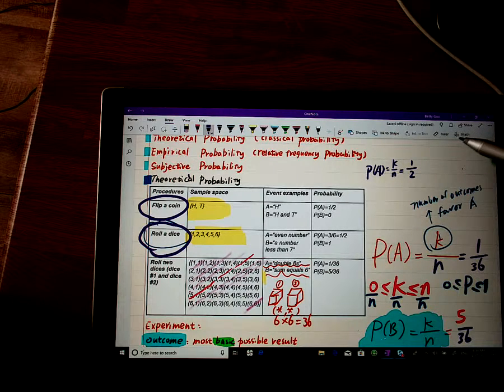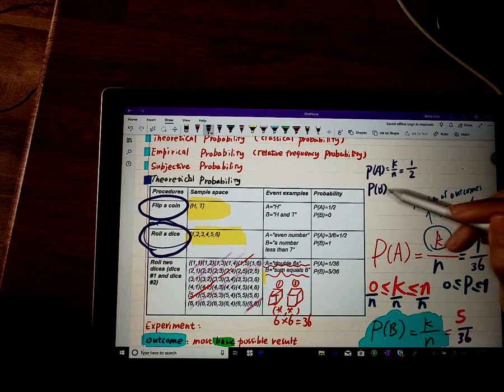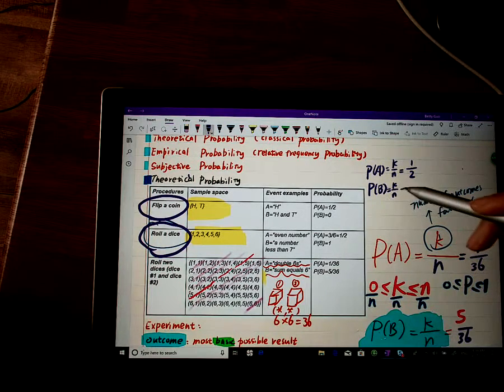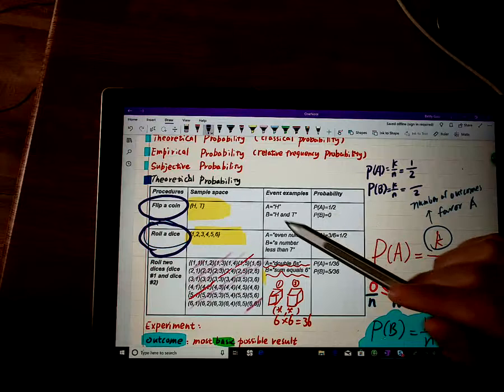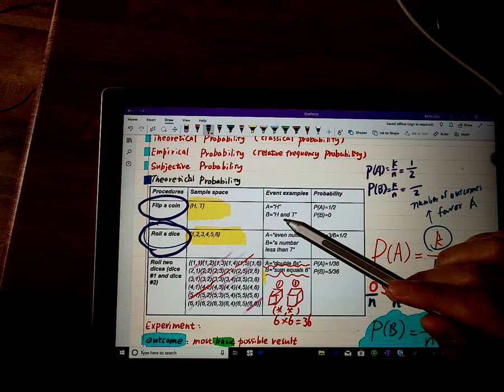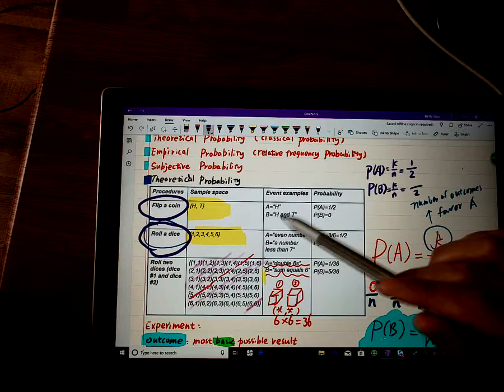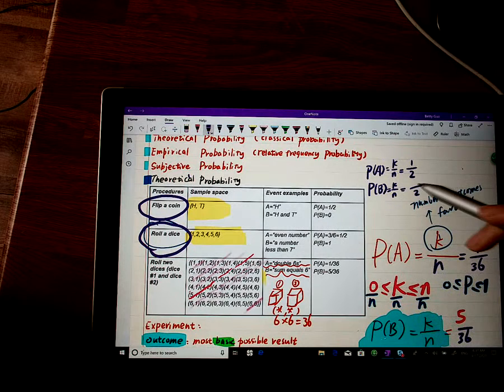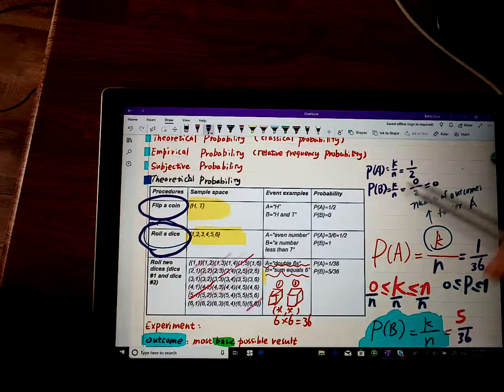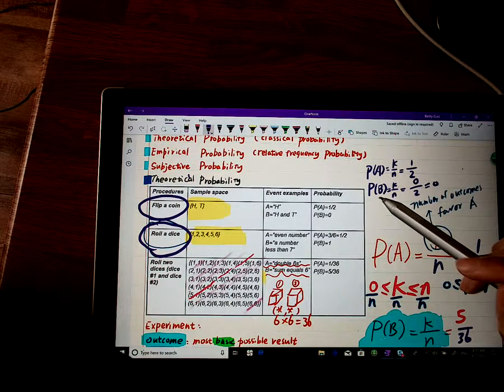knew by common sense. P of B, same formula, K over N. N is 2. What's the value of K? Among the two outcomes, how many of them favor the result that you flip a coin and you get both head and tail? Is that even possible? No, so none of them favor the result that getting a head and a tail, right? So K is 0. The probability of B is 0. If an event has a probability 0, we say the event is not possible to occur.